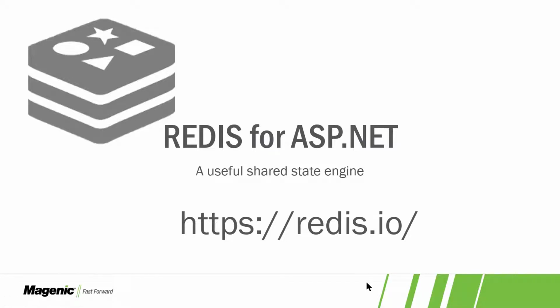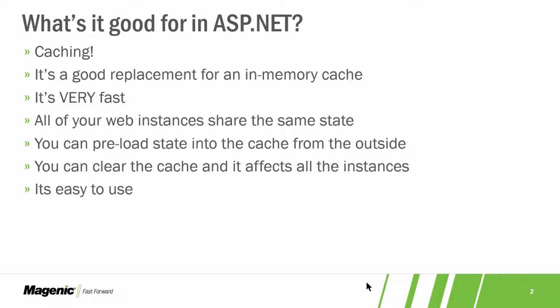This time we're going to talk about using Redis for ASP.NET, specifically ASP.NET Core 3.1. And this is a follow-on to our earlier talk about Redis just as a general purpose tool. And again, you can get all the good stuff on redis.io. So what's it good for?